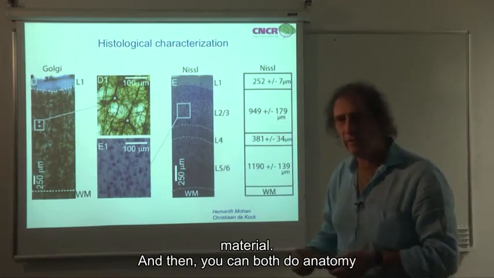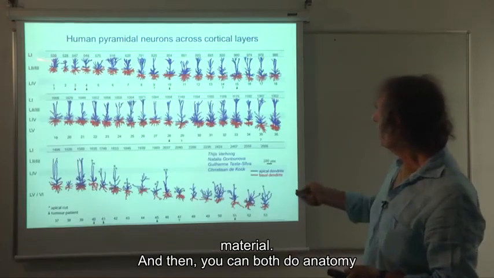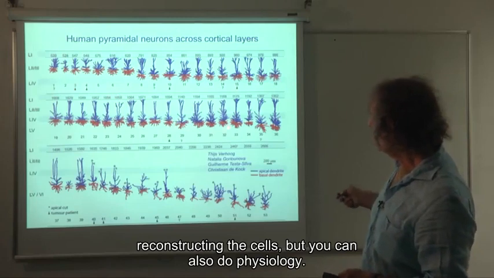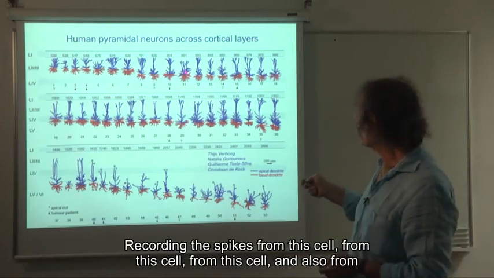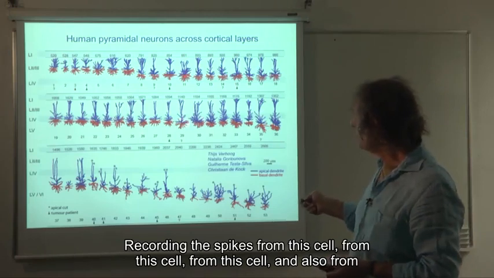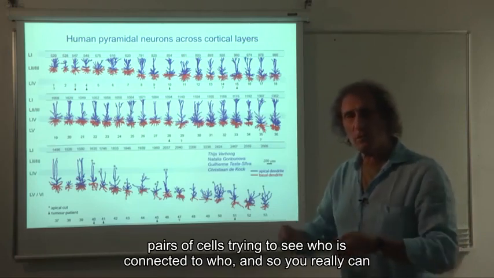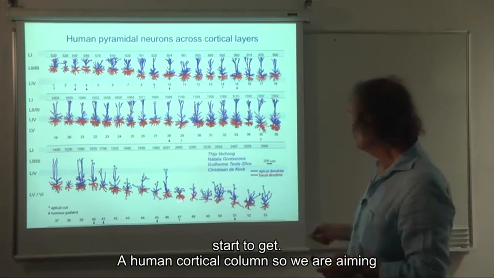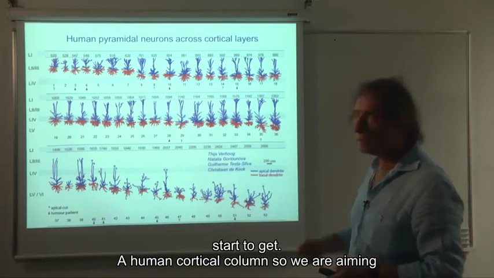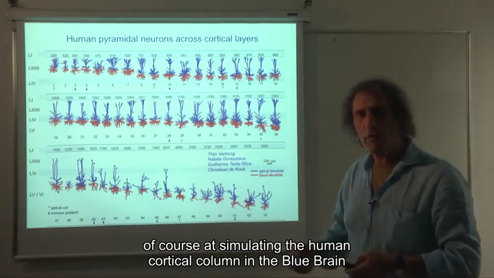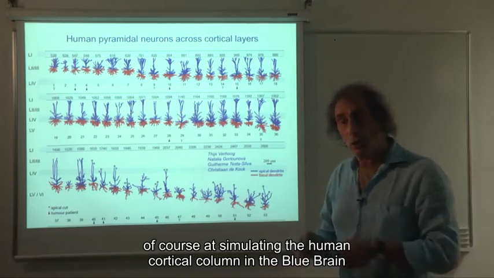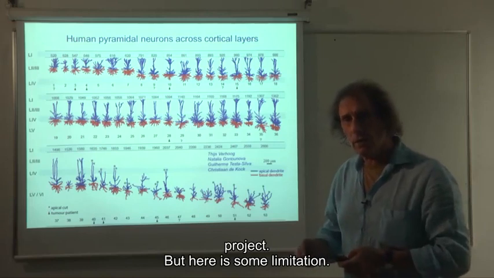now a living material. And then you can both do anatomy, reconstructing the cells, but you can also do physiology, recording the spikes from this cell, from this cell, from this cell, and also from pairs of cells, trying to see who is connected to who. And so you really can start to get a human cortical column. So we are aiming, of course, at simulating the human cortical column in the Blue Brain project.